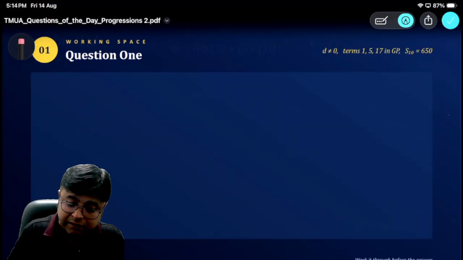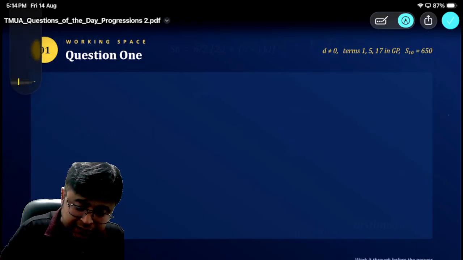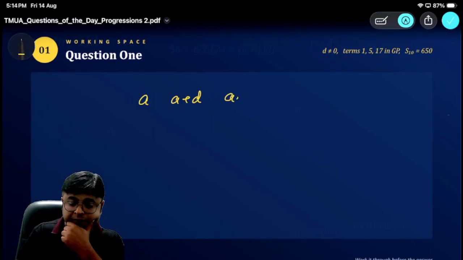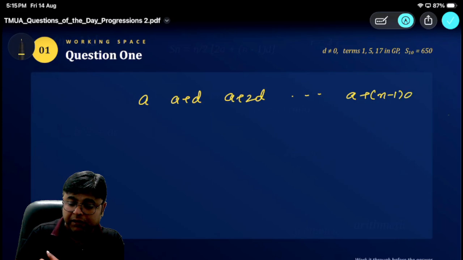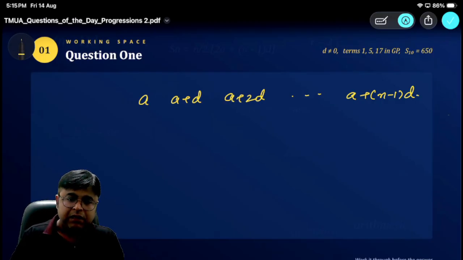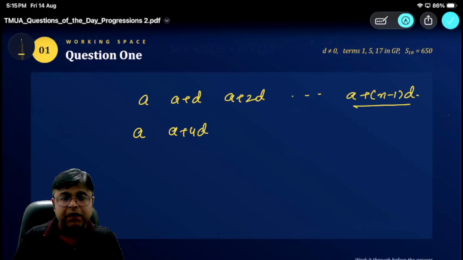Now, it is known that if we express an AP, arithmetic progression, it is like A, A plus D, A plus 2D, A plus 3D, and so on till A plus n minus 1 into D. So this is how we express an arithmetic progression. Now, the first term will be A. Since the nth term is A plus n minus 1 D, the fifth term will be A plus 4D, and the 17th term likewise will be A plus 16D.